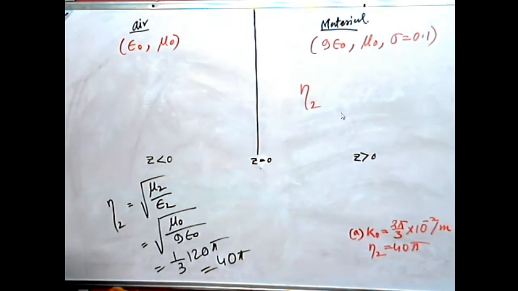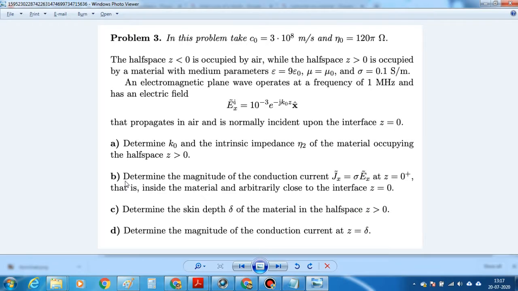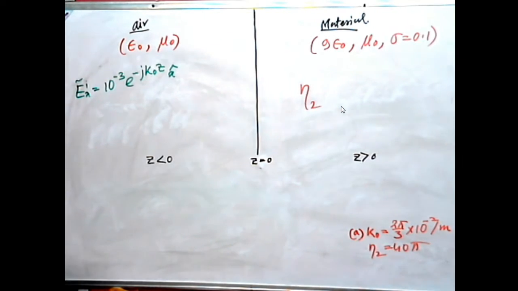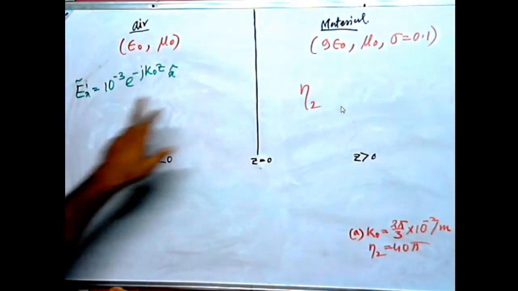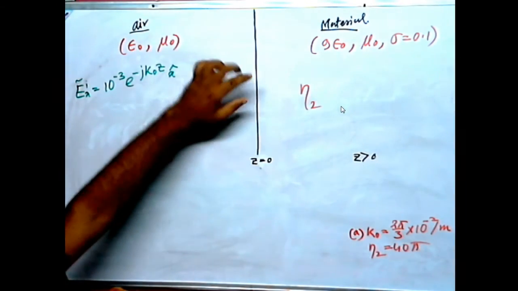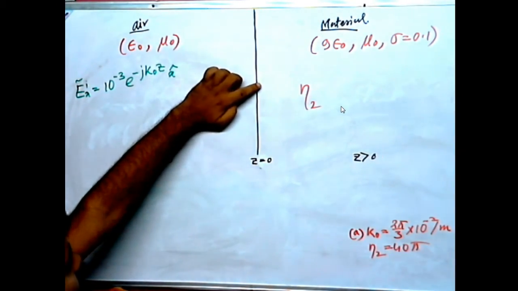So the second part is η2 is 40π ohms. Now part B: determine the magnitude of the conduction current, that is Jx = σEx at z = 0+, that is inside the material and arbitrarily close to the interface z = 0. So now you have to determine the conduction current density at this point, z = 0+.